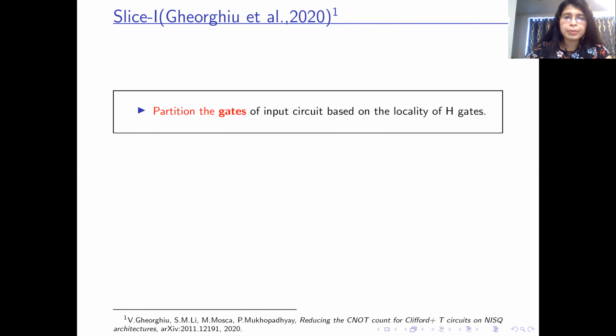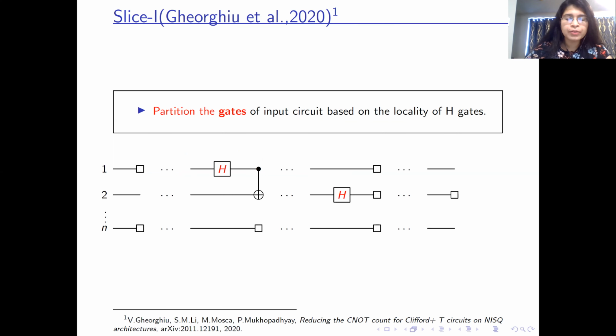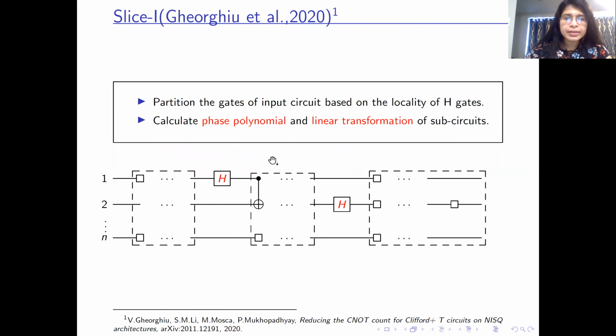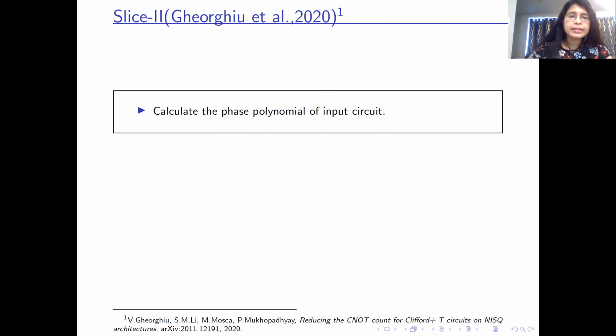In the first method, we partition the gates of the input circuit based on the locality of the Hadamard gates. For example, this is a circuit. There are 2 Hadamard gates, so we partition the circuit as follows. Now we calculate the phase polynomial and linear transformation of each such subcircuit. And as I have explained before, since these subcircuits do not contain the Hadamard gate, from this description we can resynthesize the circuits.